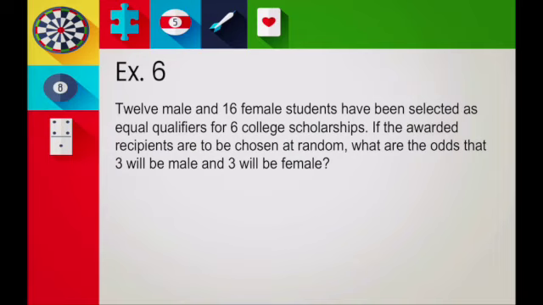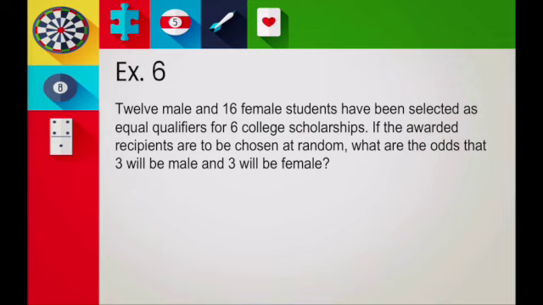12 male and 16 female students have been selected as equal qualifiers for 6 college scholarships. If the awarded recipients are to be chosen at random, what are the odds 3 will be male and 3 will be female? So, again, using our combinations. When you have something complicated like this, it's usually easier to find the probability first and then use that probability to find the odds, because we don't, off the top of our heads, know the number of successes and the number of failures.